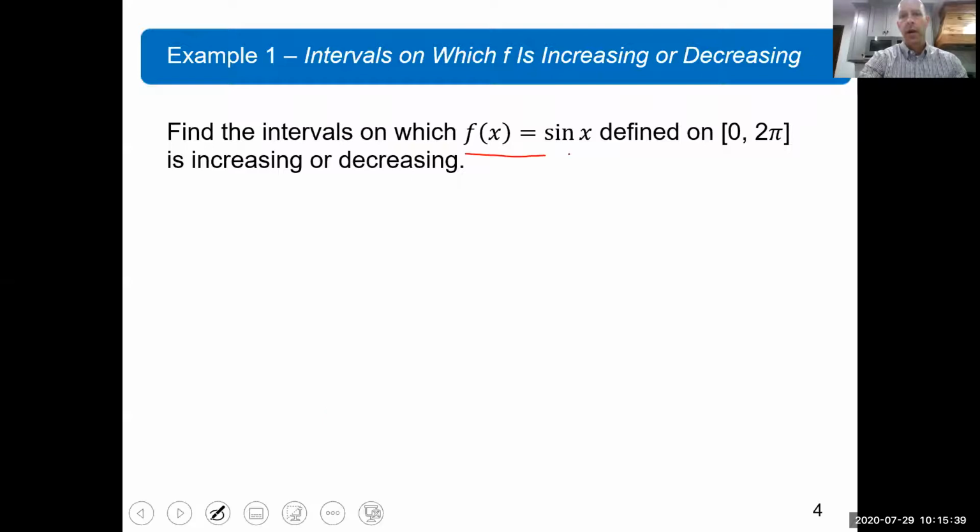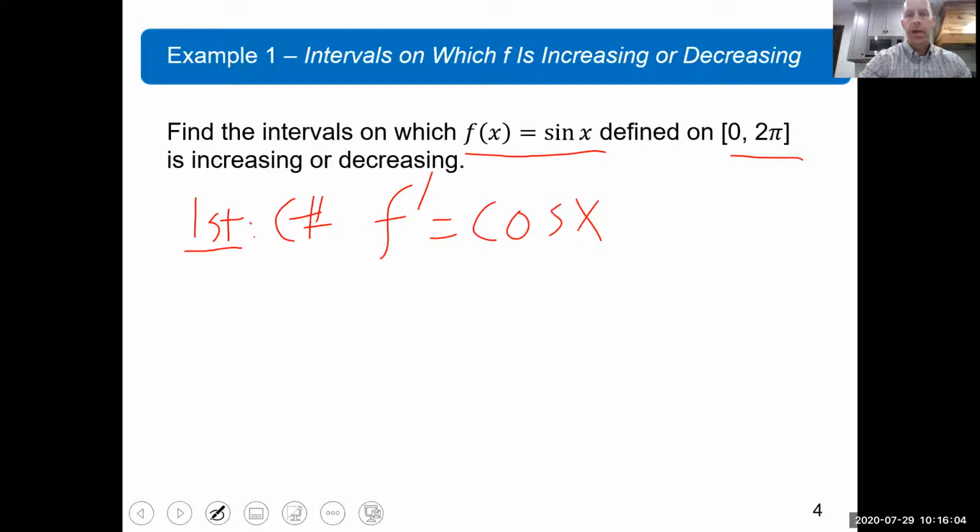So let's say I want to figure out where my function f of x is increasing or decreasing from 0 to 2 pi. Well, the first thing you want to do is find your critical numbers. Critical numbers in this case are when f prime is equal to 0 or is undefined. Well, the derivative of sine is, hopefully you're thinking, cosine of x. So I want to ask myself, when is that equal to 0 or undefined? Well, it's never undefined, so I can get rid of that. When is cosine equal to 0? Well, when x is equal to pi over 2 or 3 pi over 2.